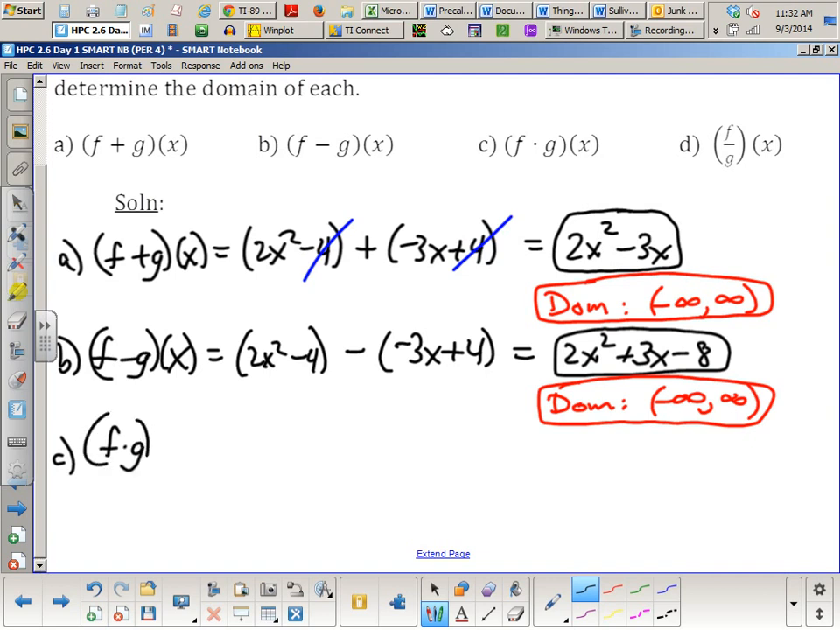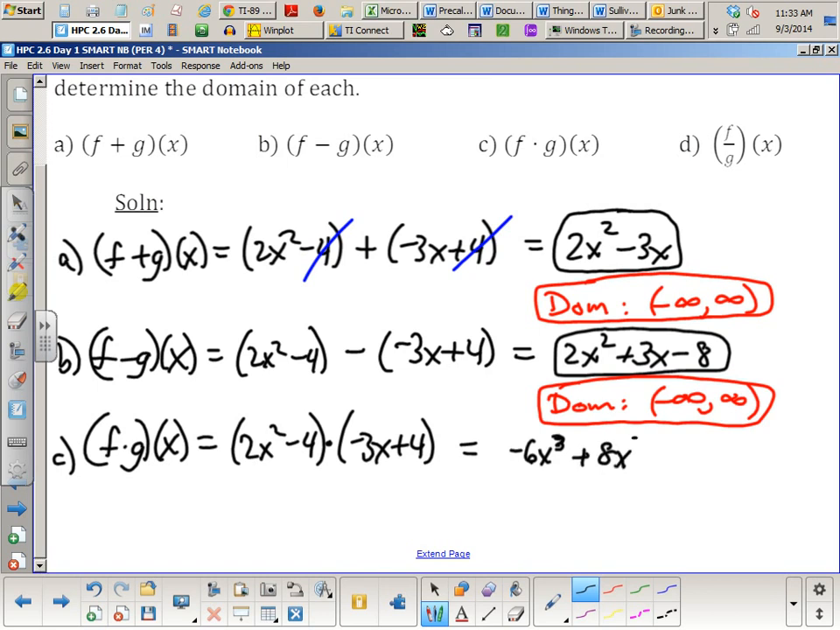Let's look at part C. F times g of x. That's 2x squared minus 4 times negative 3x plus 4. That's more of a FOIL situation. So if you multiply the firsts, you get negative 6x cubed. If you multiply the outers, you get 8x squared. If you multiply the inners, you get 12x. If you multiply the lasts, you get negative 16. What's the domain of that thing? Well, there's no radicals, and there's no fractions. So it's all real numbers.